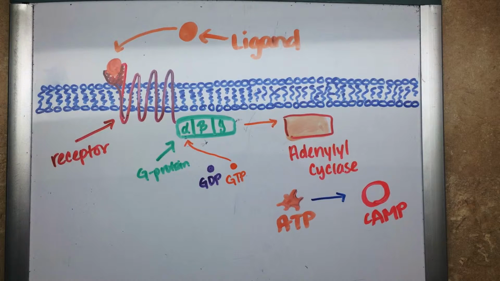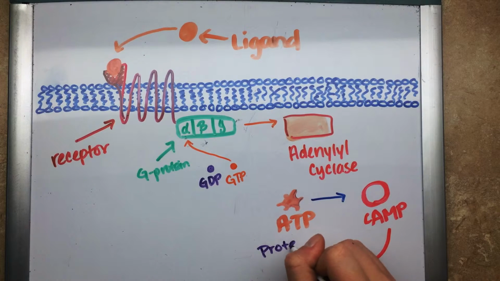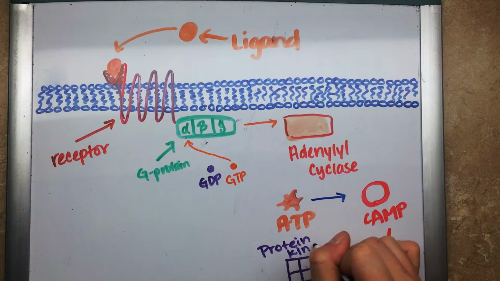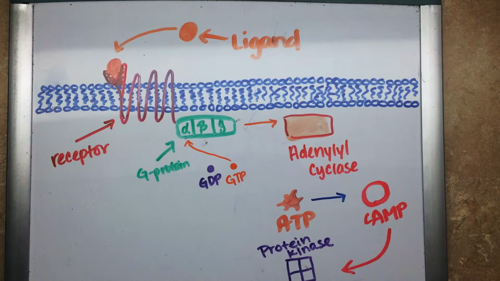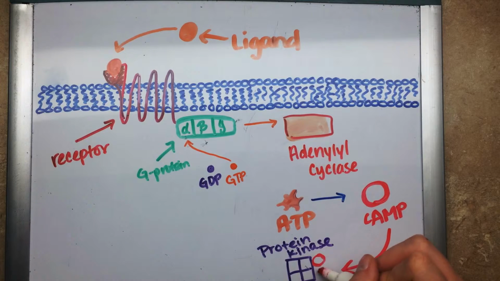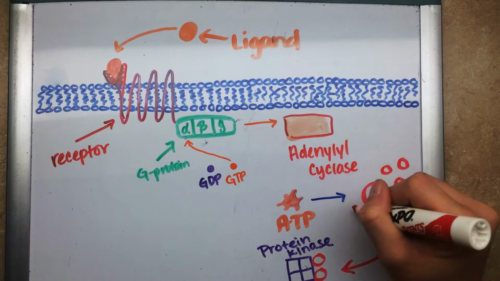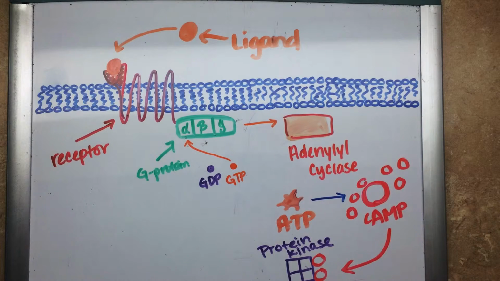Something that cyclic AMP does is it's going to communicate with a protein kinase. So as you're going to see, I'm going to draw over here. Basically what a protein kinase does is it causes an action in the cell. Specifically today we're going to be talking about protein kinase A since it is very specific to cyclic AMP. Protein kinase A is going to cause a reaction in the cell.